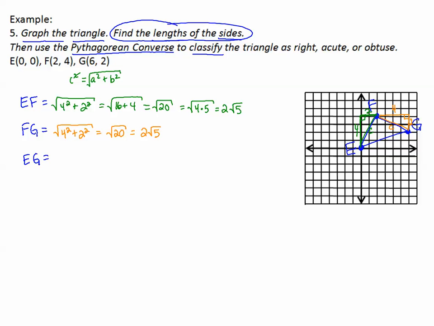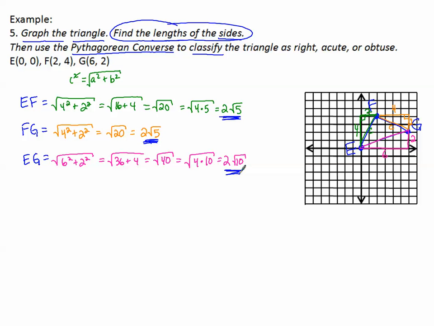Last one, from E to G. We'll turn that into a right triangle and we'll count 1, 2, 3, 4, 5, 6, and 2. So we're going to do the square root of 6 squared plus 2 squared. Remember, adding means the order here doesn't matter. So this is going to make 36 plus 4, or the square root of 40. Again, not a perfect square, so we can write it as a perfect square times another number, so 2 square roots of 10 for our answer.